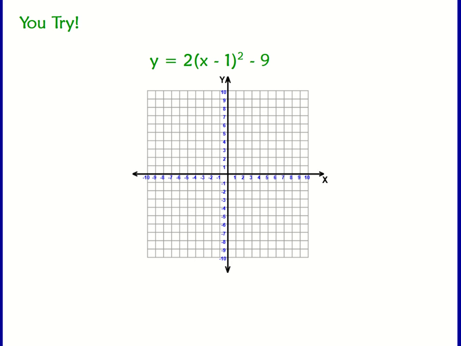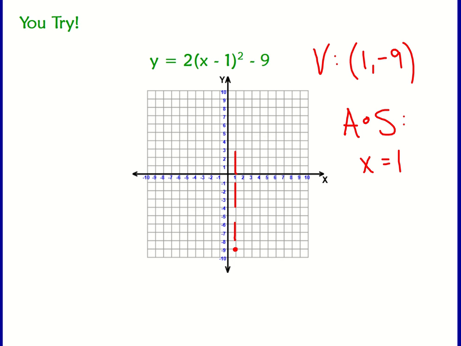If you've gone ahead and pressed play again because you've had a chance to try it on your own, let's see how you did. So the first thing I would find is that the vertex here would be the point 1, negative 9. And I would go ahead and find 1, negative 9 and put that on there, and that's the vertex, which also means then that the axis of symmetry would be x equals 1. Make sure when you're writing the axis of symmetry that you write x equals and not just the number 1, because the number 1 is not an equation. Certainly not of a vertical line.